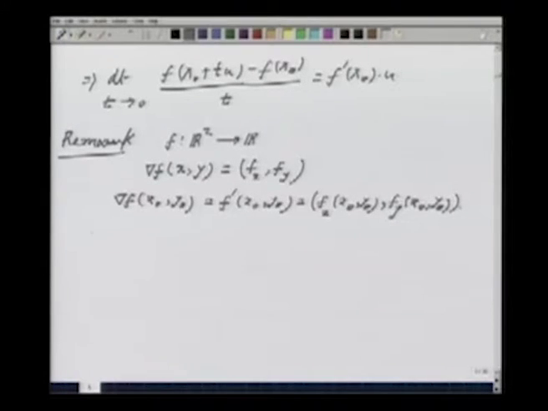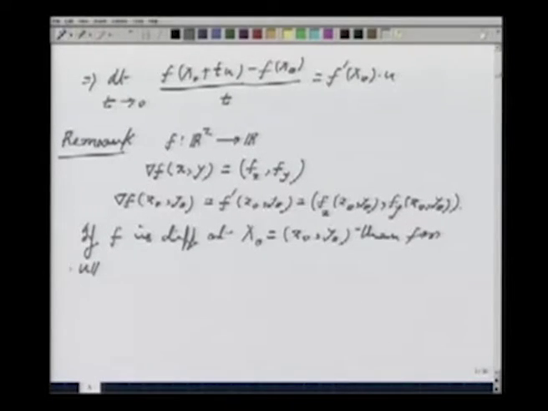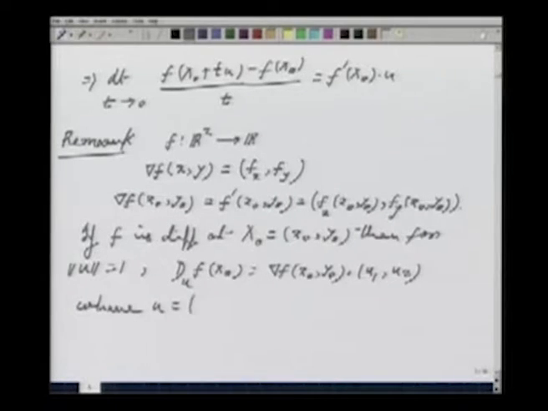Now in this light, what I have proved is that if f is differentiable at x naught, which is (x naught, y naught), then for a unit vector u, I have the directional derivative D_u f at x naught, which is nothing but grad f at (x naught, y naught) dot product with the vector u, which is given by (u1, u2), where u equals (u1, u2).